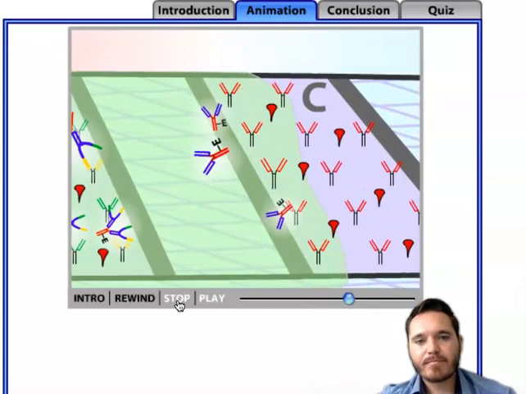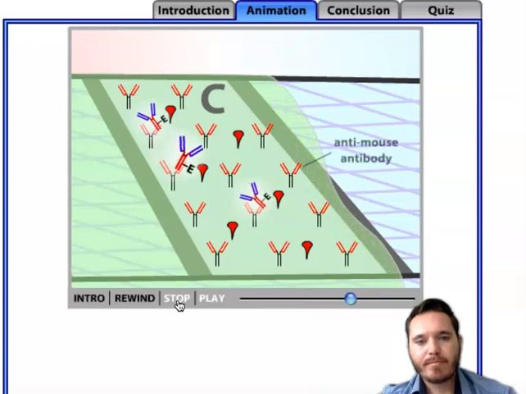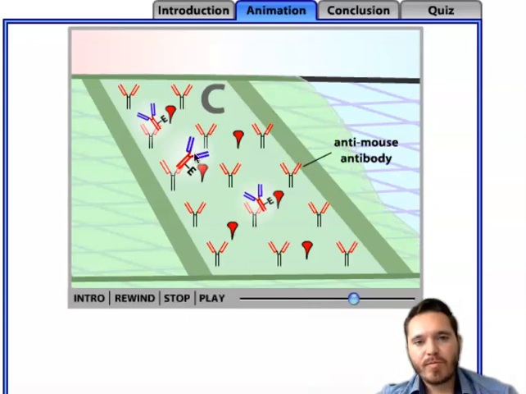The mouse monoclonal antibodies that escaped binding in the test zone have reached the control zone. Here, anti-mouse antibodies that are affixed to the strip bind to these monoclonal antibodies. So this is the control zone because it should always react and catch these free antibodies that did not react with the HCG. So no matter what, this step should be happening, and those dye molecules, as you'll see later, will be activated and turn red.